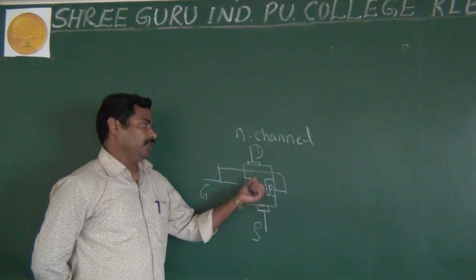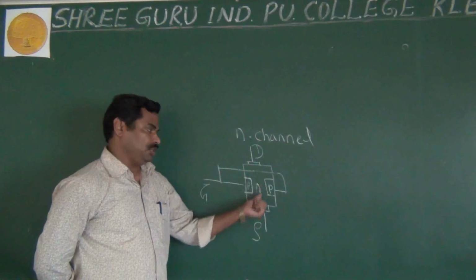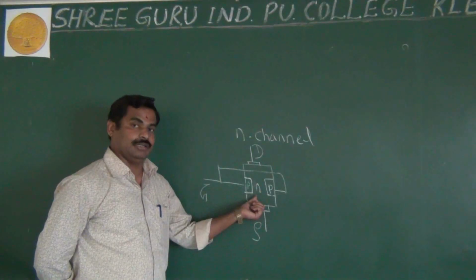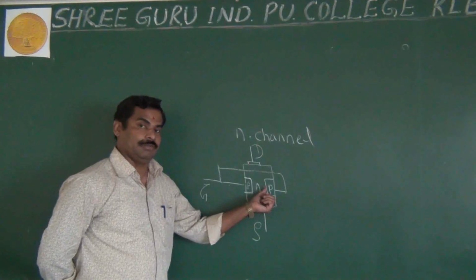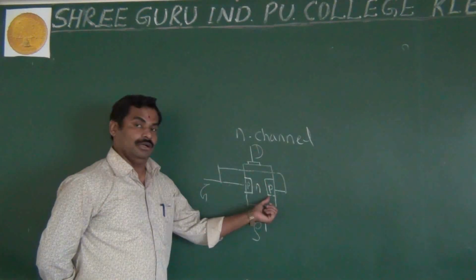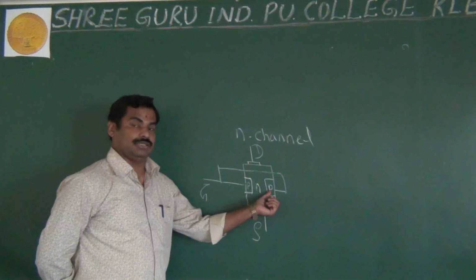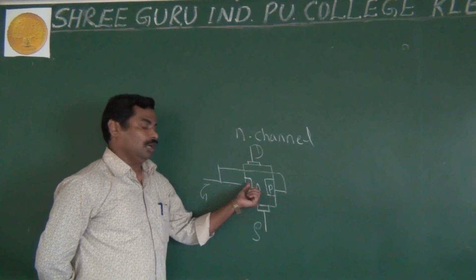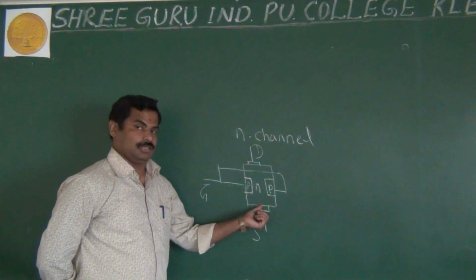It means an N-channel JFET contains an N-type semiconductor bar, and on the opposite sides of the N-type semiconductor bar, you are diffusing the two P-type semiconductors.